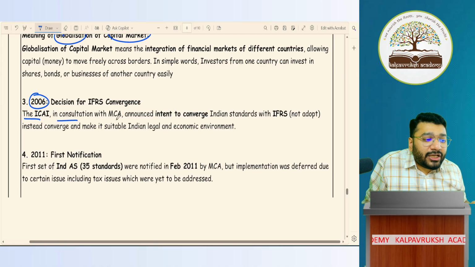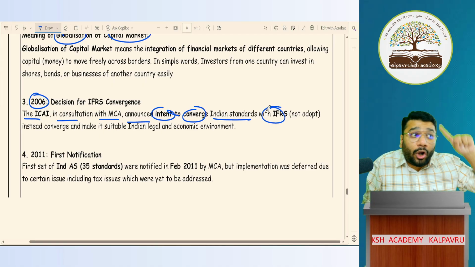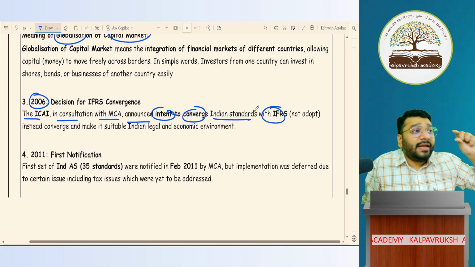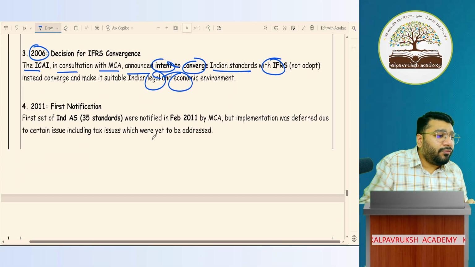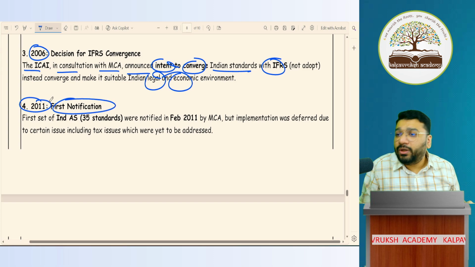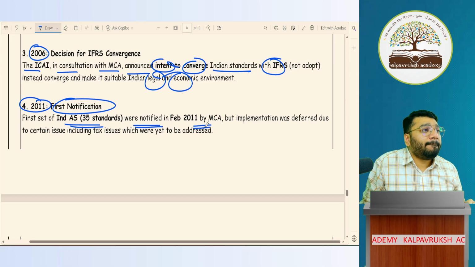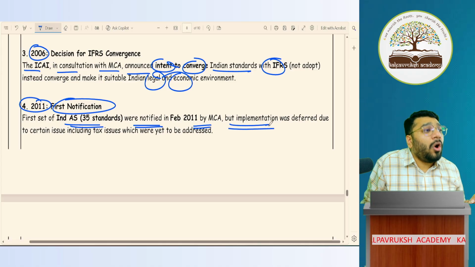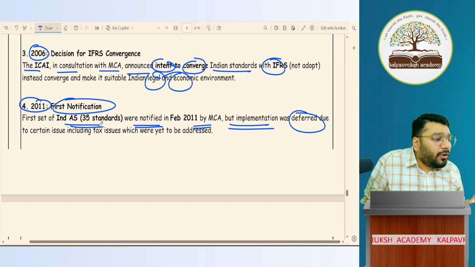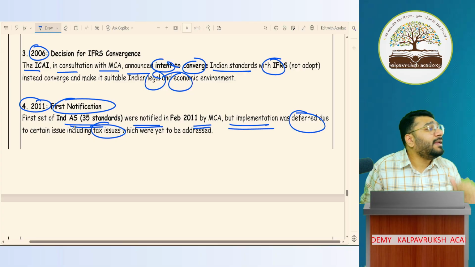So ICAI, in consultation with MCA, announced the intent to converge Indian standards, that is accounting standard, with IFRS and not to adopt them blindly, so that the Ind-AS we develop will be suitable for our legal, economic and business environments. Therefore, in 2011, they came out with the first notification with 35 Ind-AS, which was notified by MCA. But due to some reasons, the implementation of this Ind-AS was halted and deferred. One of the issues was the tax issue. Apart from the tax issue, there were so many other issues because of which the Ind-AS could not be implemented.